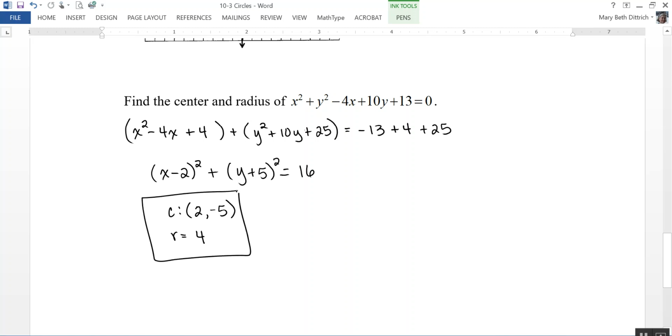So in this section we took a look at the equations of circles, which you should probably be familiar with from geometry, how to find the center and the radius, how to write it in standard form, and how to graph it.